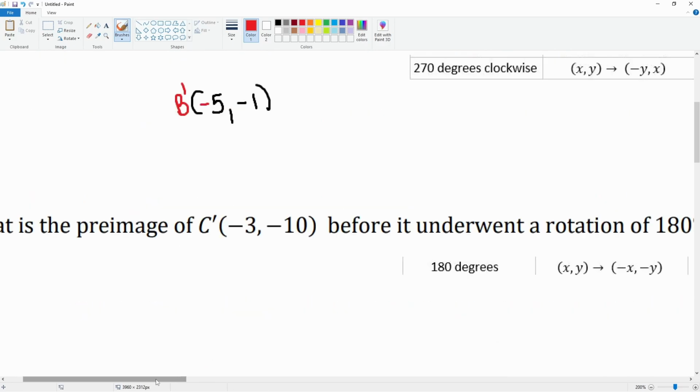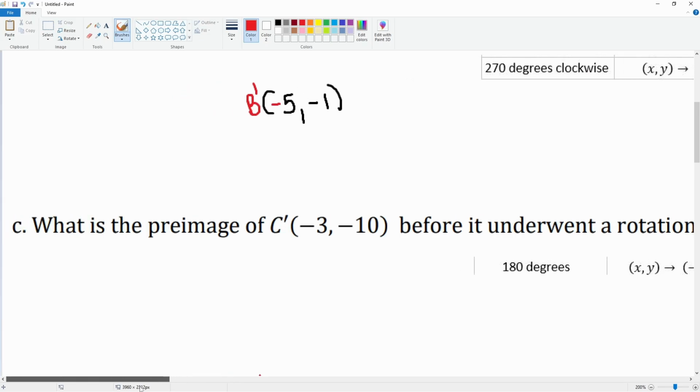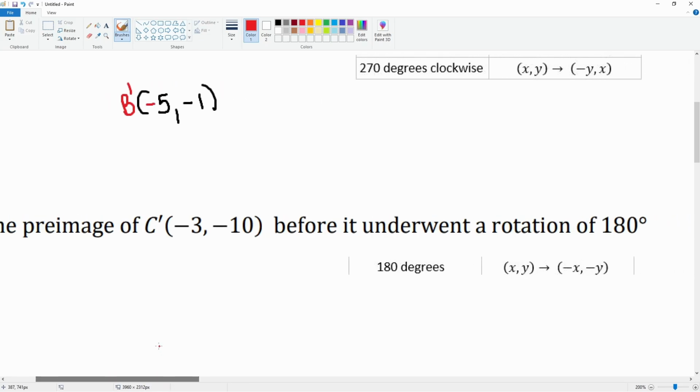Okay, here it says what is the pre-image after it has been rotated. So now we actually have to go backwards, okay? So this is go forwards, now we want to go backwards. All right, so we have -3, -10. We want to go backwards. So it looks like we just removed the sign. So it looks like it should just be 3, 10. So C prime here, or the pre-image of C, is just 3, 10.